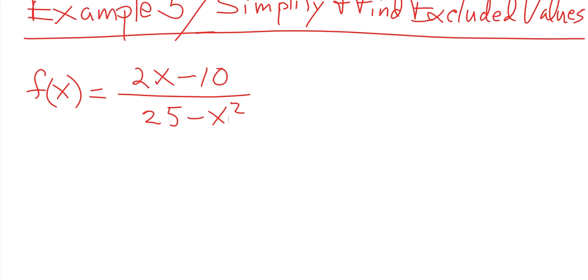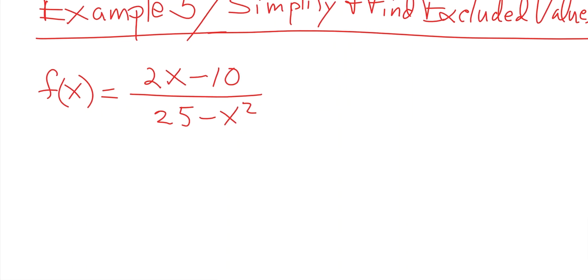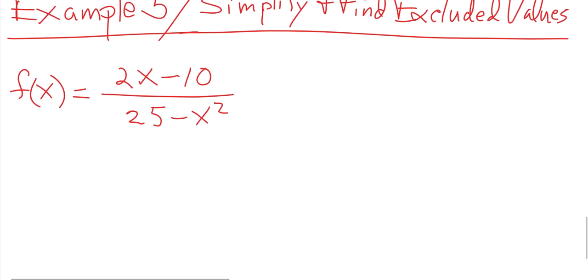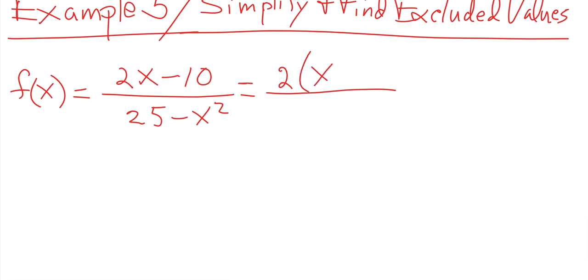It's 5 squared minus x squared, but I don't really like the order of that. Let's factor the numerator. Start off by factoring the numerator, and then we'll also factor the denominator. Okay, the numerator can be the following: 2 times x minus 5, correct? 2 times x minus 5.